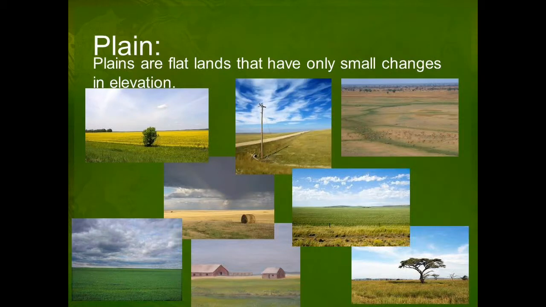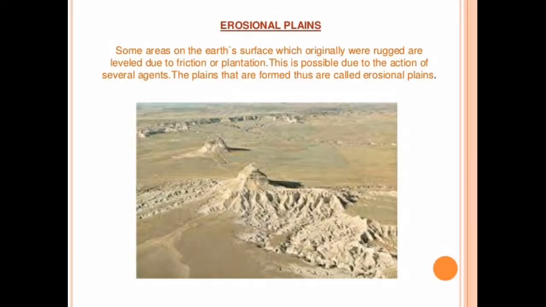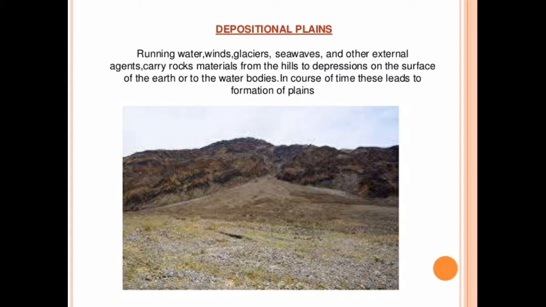Now, plains can be grouped into some types according to their mode of origin and formation. Plains which are formed by the geotectonic force of the earth are called structural plains. Plains which are formed by erosion of different natural agents are called erosional plains. And the plains which are formed by the deposition of different materials of different natural agents are called depositional plains.